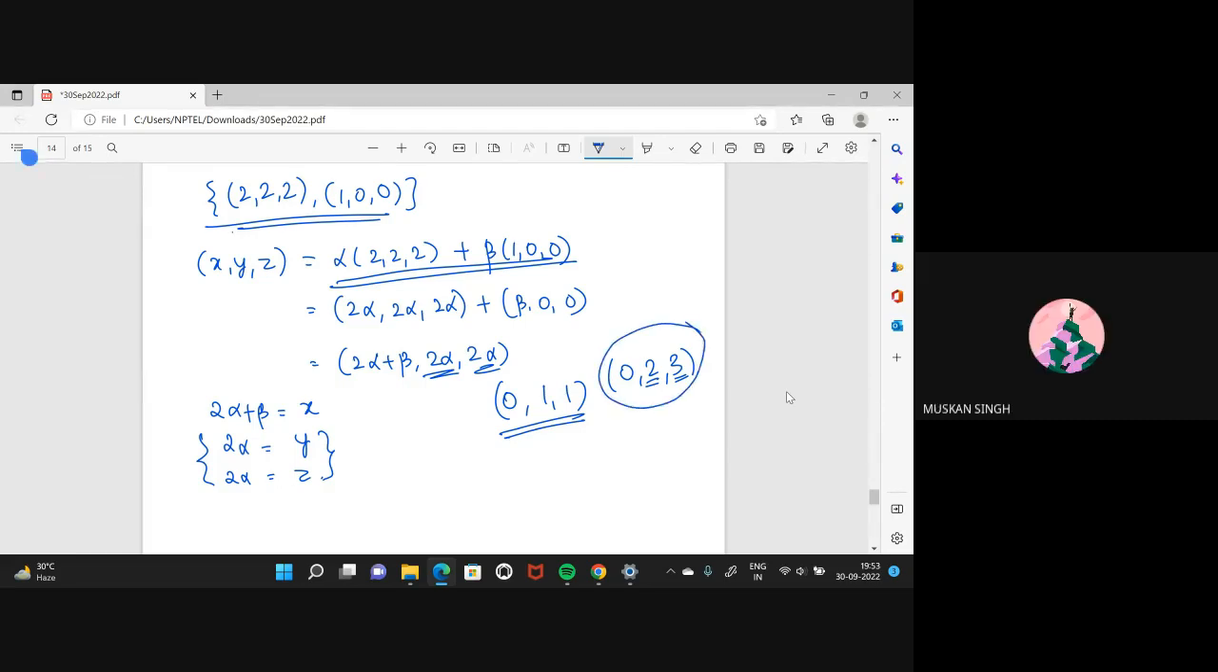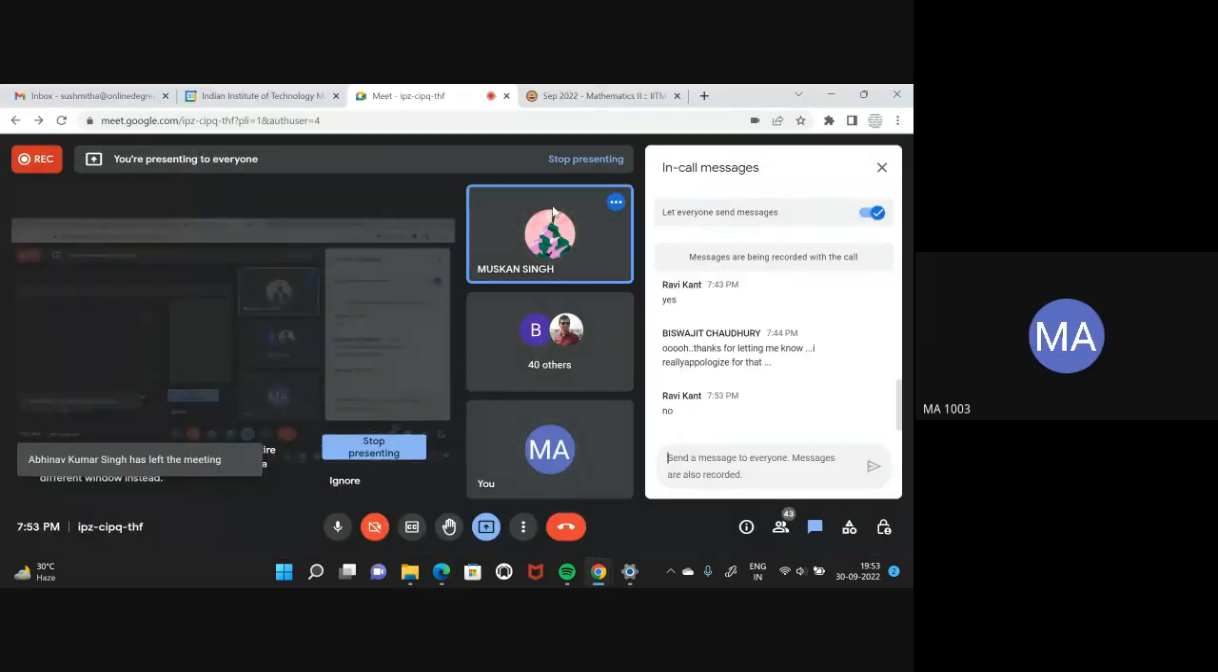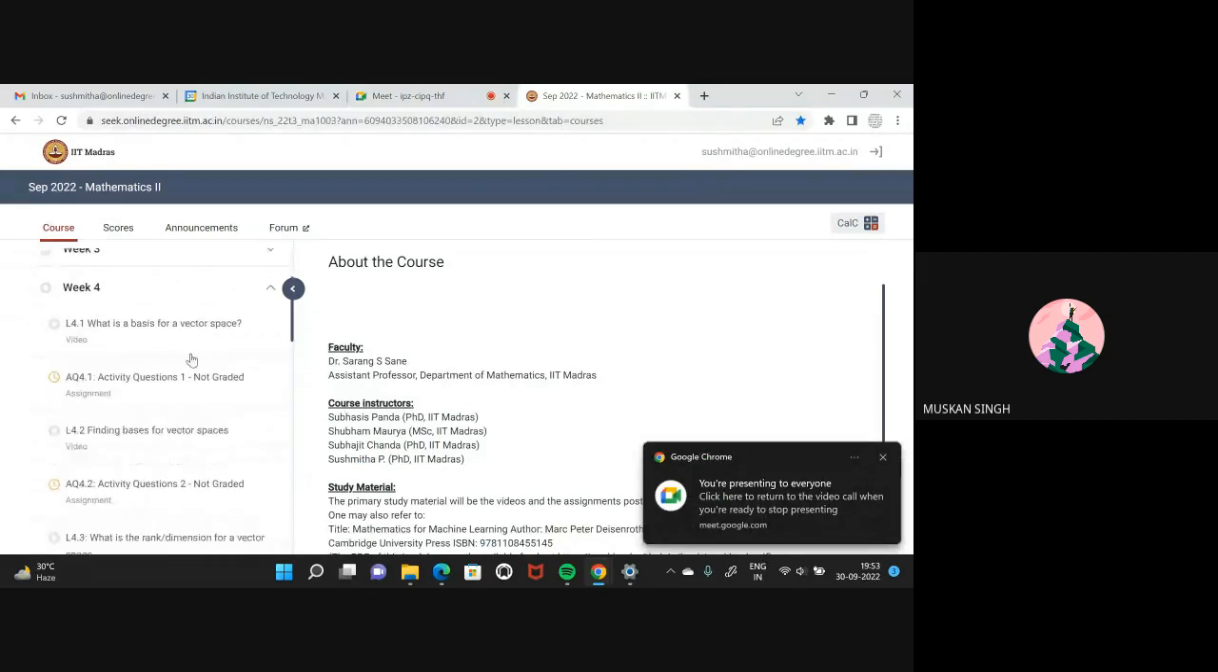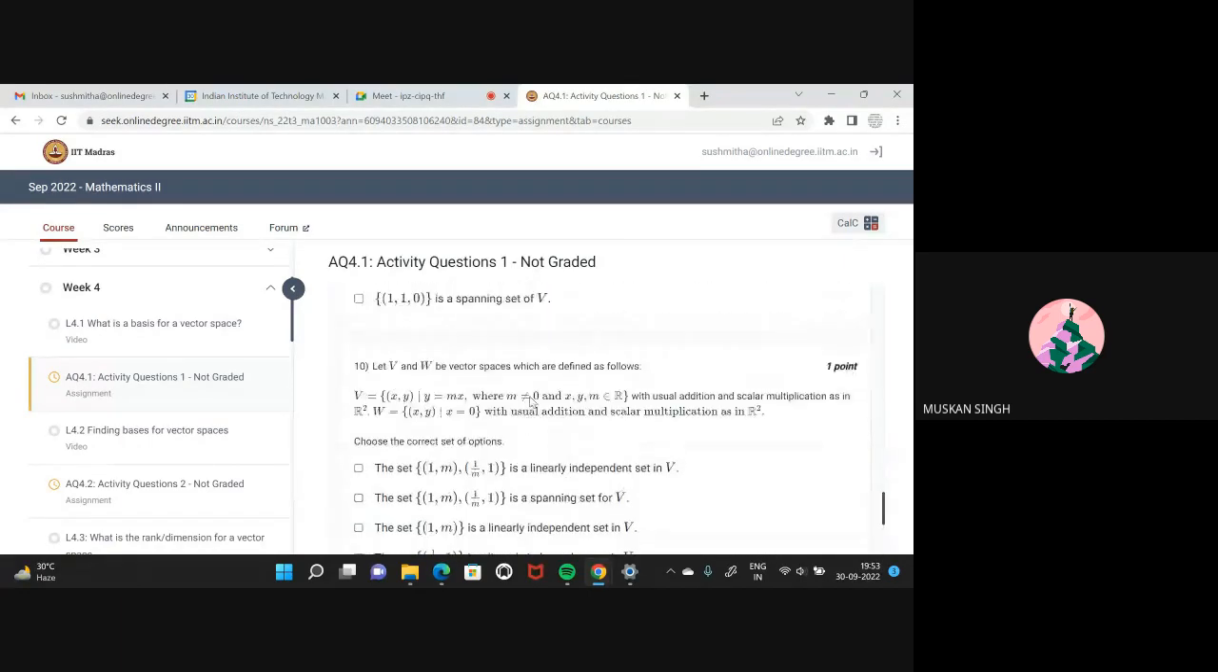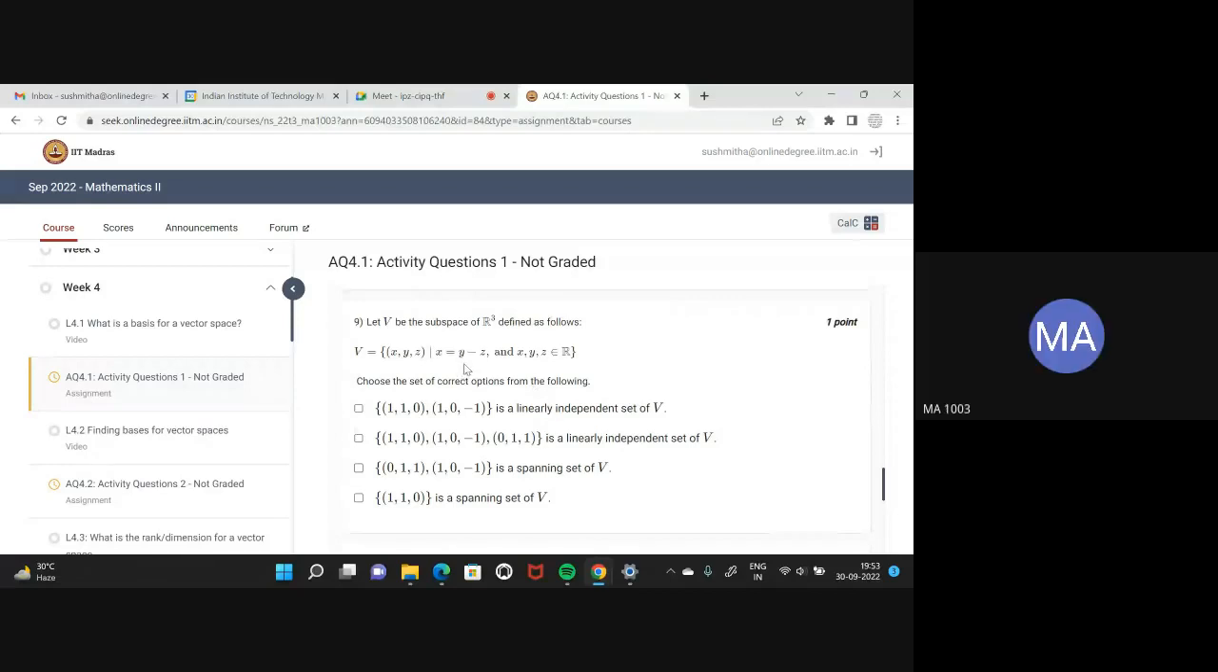But there's a question in 4.1, question number 9, about whether 2 elements of a vector space are a spanning set of V. Option 3: X equals Y minus Z. This is a different subspace. This is not R3, this is a subspace of R3. Okay, then if it is R3, it must have 3 elements. Yeah.